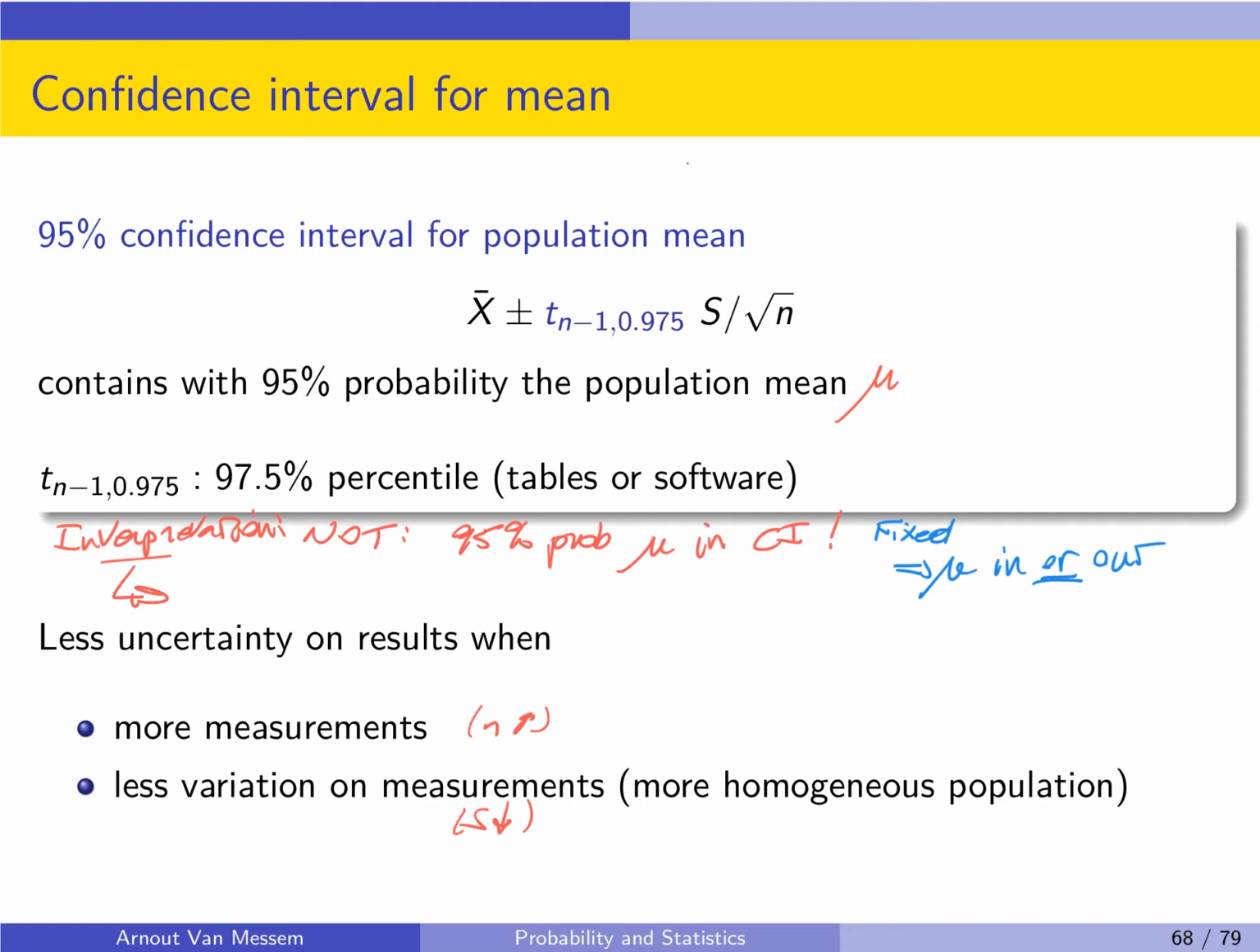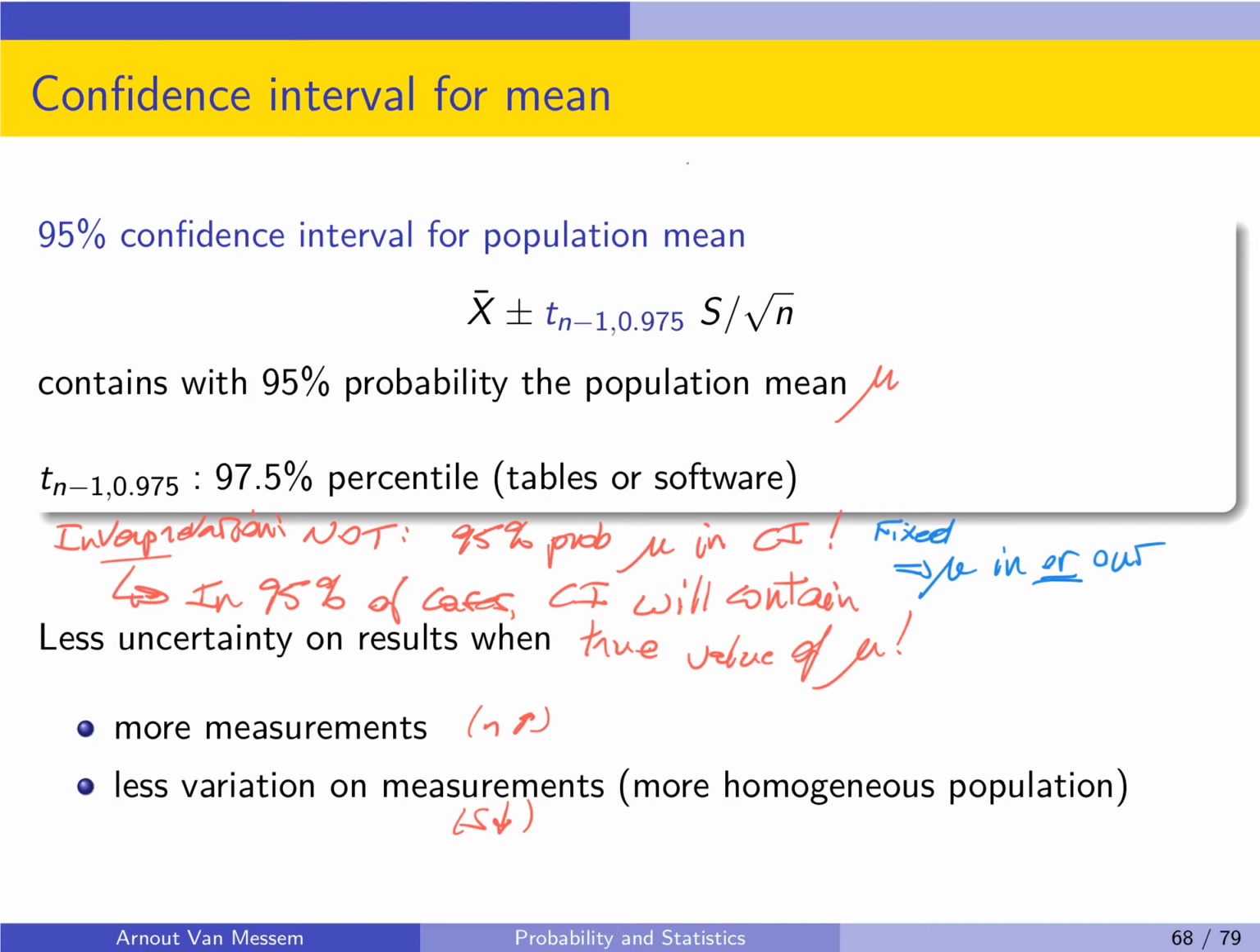What it does mean is that in 95% of all the cases, this interval that you calculate will contain the true value of the population parameter mu. So if you repeat your study 100 times, then on average, in 95% of the calculated confidence intervals, the true value of mu will be contained.